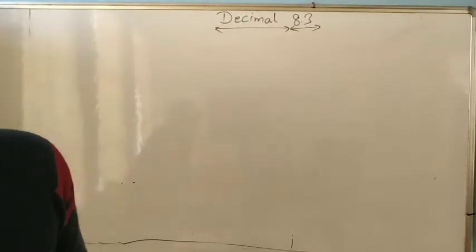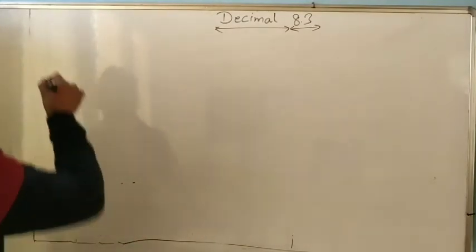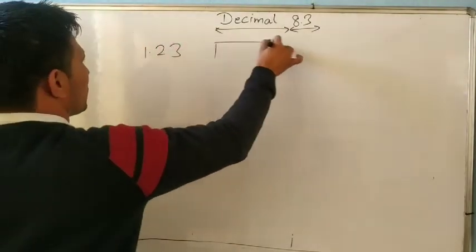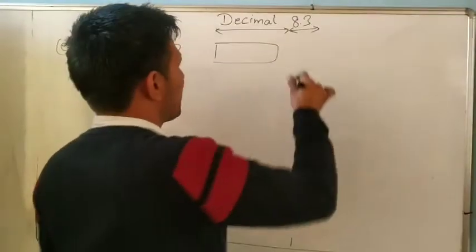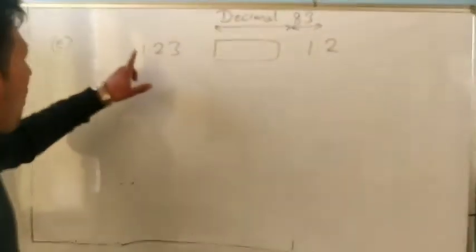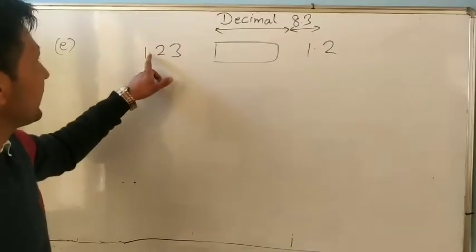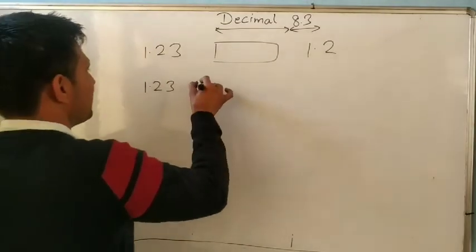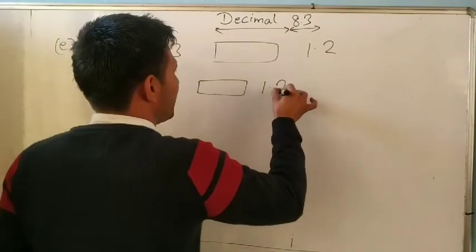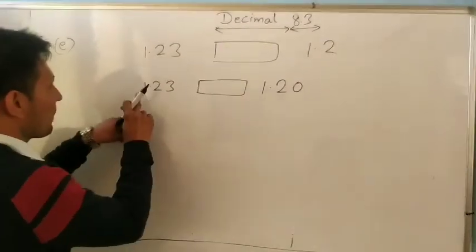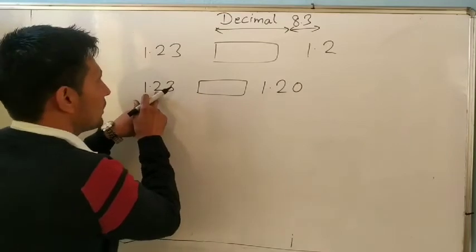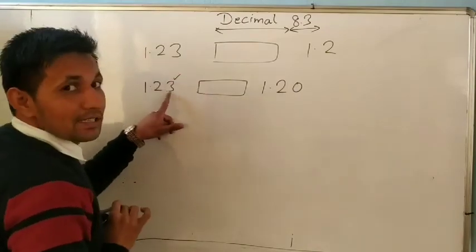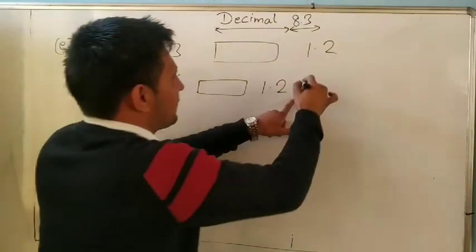Next part is which one? We will write the E part: 1.23 and 1.2, and we have to find which one is greater or lesser. We observe the whole part is the same, 1. After the decimal, how many digits? Here is 2, here only 1. So first we make the same number of digits after the decimal. So you can write 1.20. Now the whole part is 1, and the tenth part is also 2, the same. So we cannot say which is greater yet, but the hundredth part is 3 here and 0 there. So which one is greater?